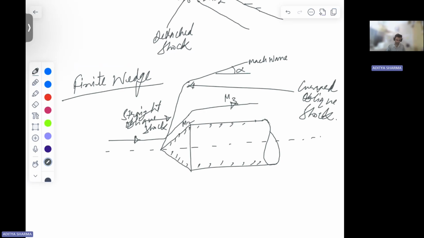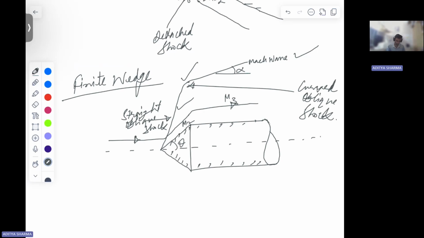So for this finite wedge, because it has some length, you are going to get first of all a straight oblique shock. Then after some point, this becomes curved because of the finite nature of the wedge. So this is your curved oblique shock. Then after that, what we get is a Mach wave. So from the experiments, this is there.